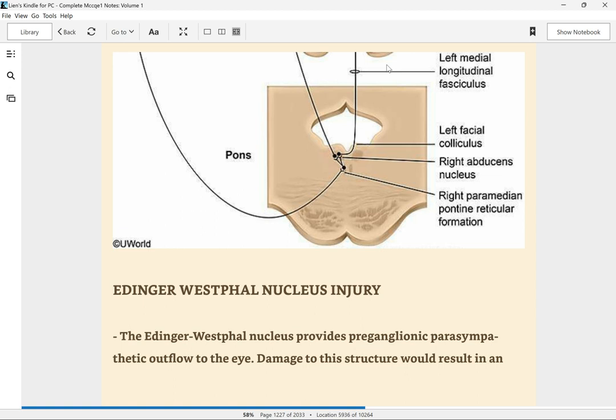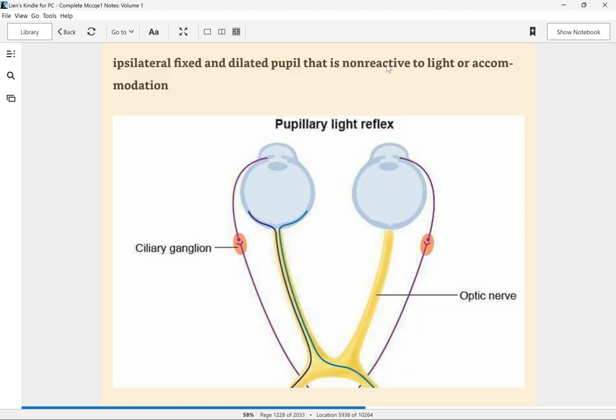Edinger-Westphal nucleus injury. The Edinger-Westphal nucleus provides preganglionic parasympathetic outflow to the eye. Damage to this structure would result in an ipsilateral fixed and dilated pupil that is non-reactive to light or accommodation.